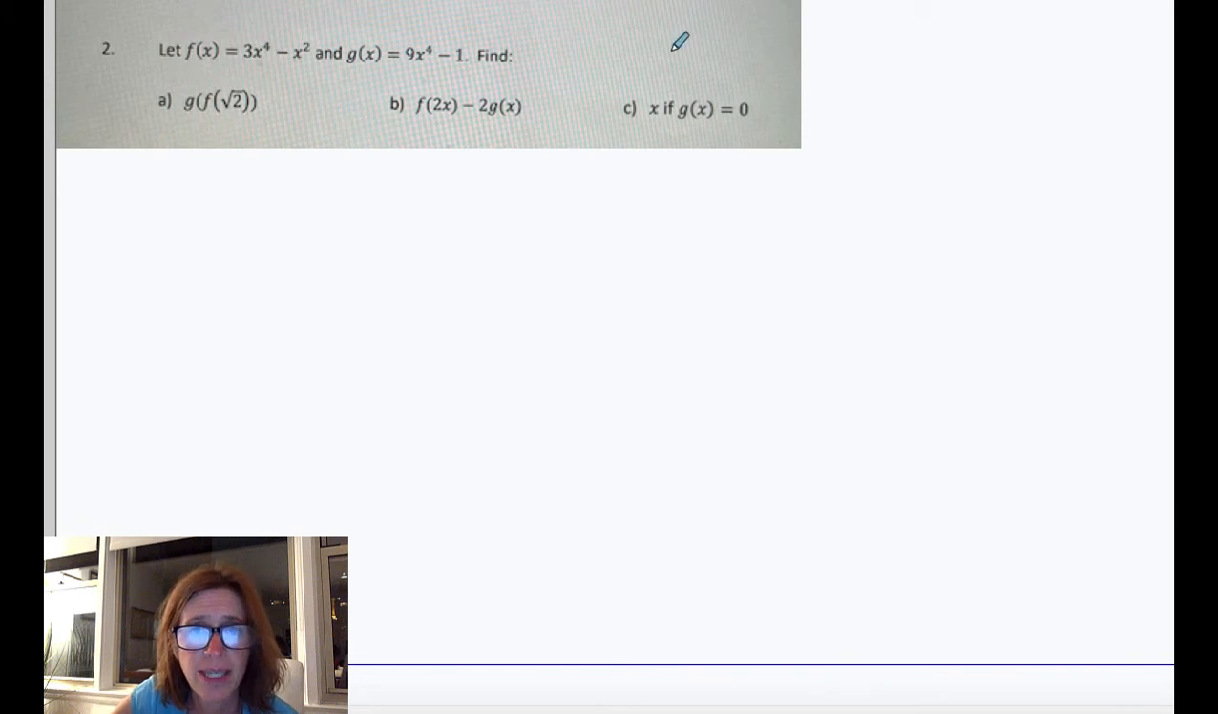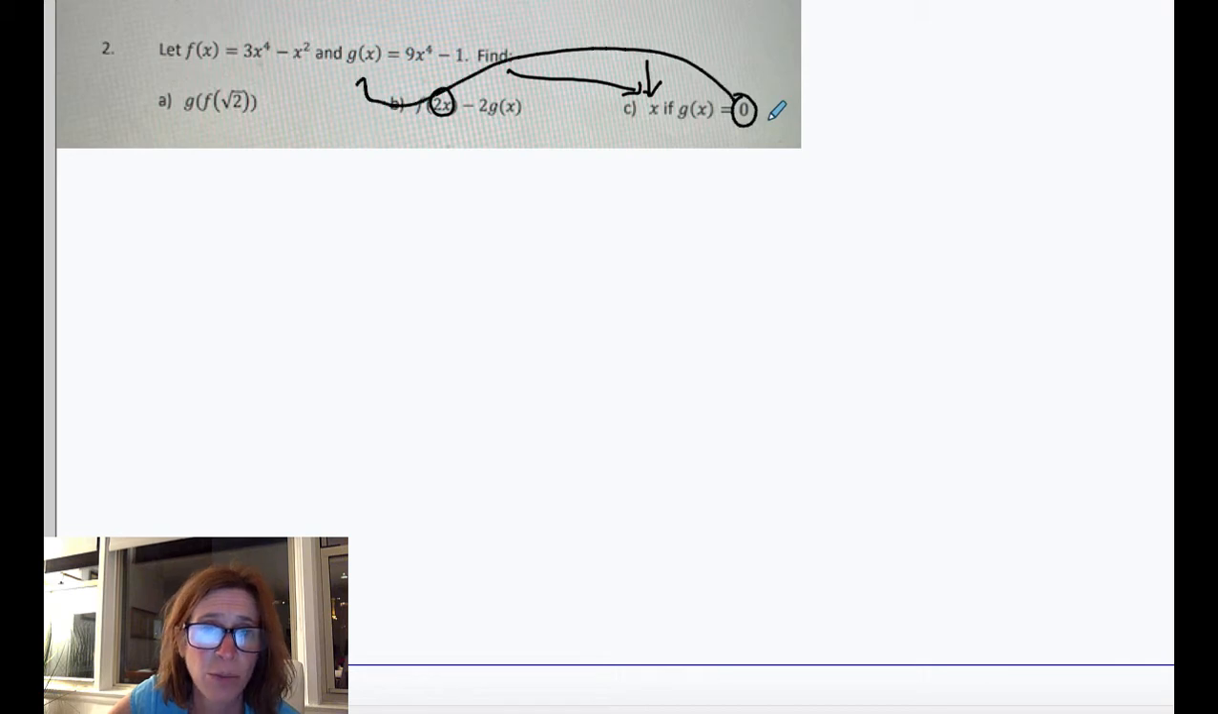Okay, so I'm looking at 2C now. We've got to remember that this isn't actually asking me the same thing as the other questions. A and B were asking us to evaluate F and G at values. This is saying basically find X if G of X equals 0. So that's saying replace G of X with 0.